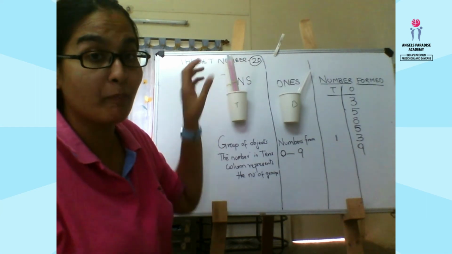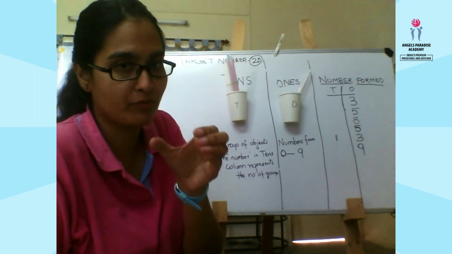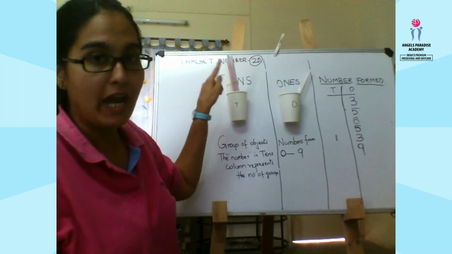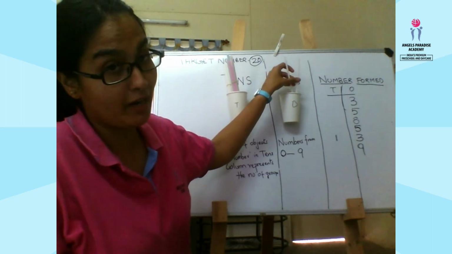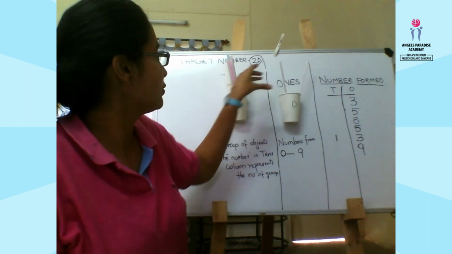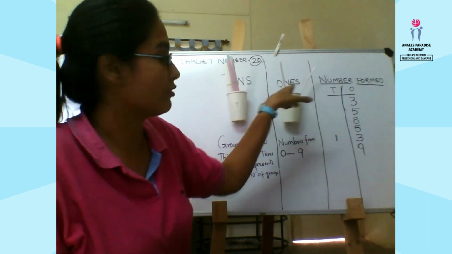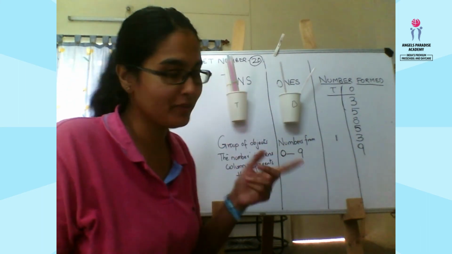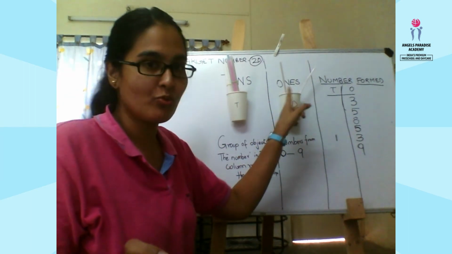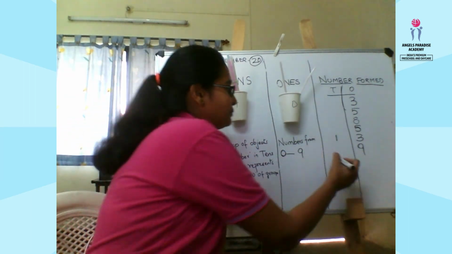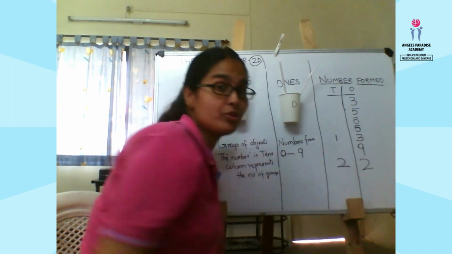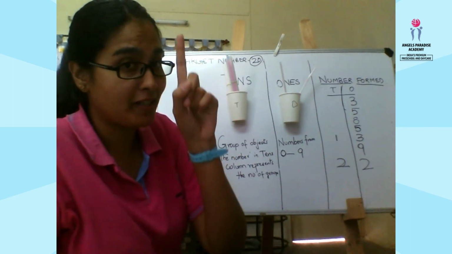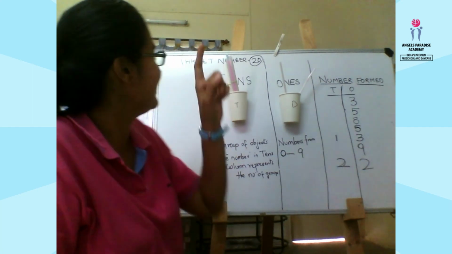We have 2 bundles of straws. We have 2 groups of straws. Okay, 1 and 2. And how many straws do we have in the ones column? We have 2 straws. Okay, so 2 groups and 2 straws here. So what's the number formed? 2, 2, 22. So totally how many straws do we have? 22 straws. But wait, our target number was 20, right?